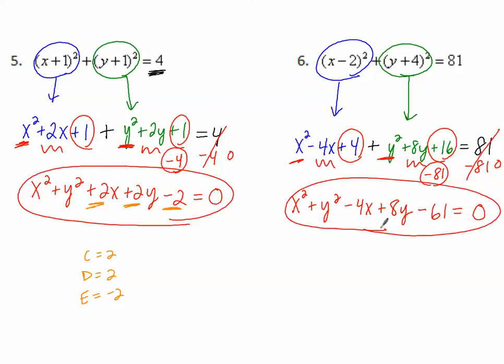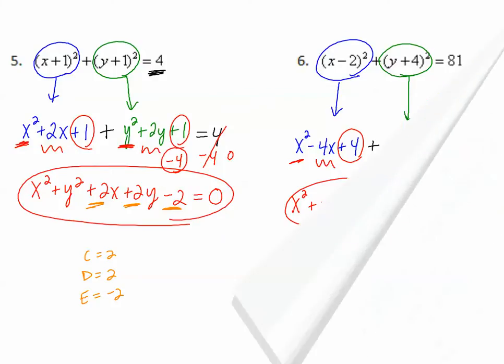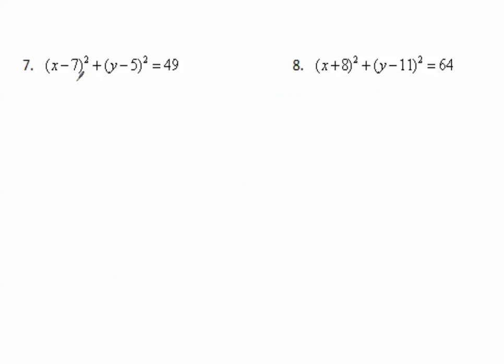And there's our general form. We have all the terms. C, D, and E can easily be identified. C is -4, D is 8, E is -61. Got a hang of it yet? Just a couple more.